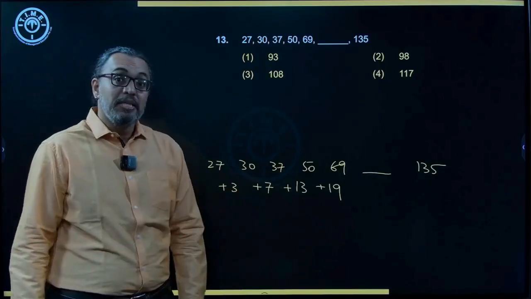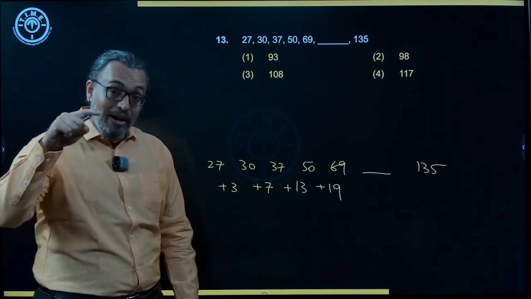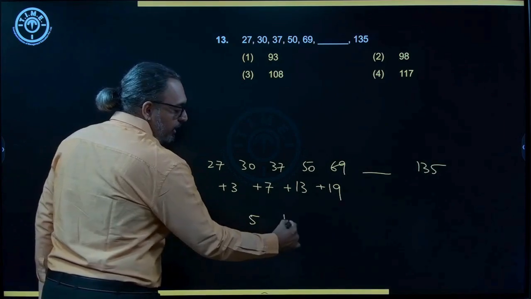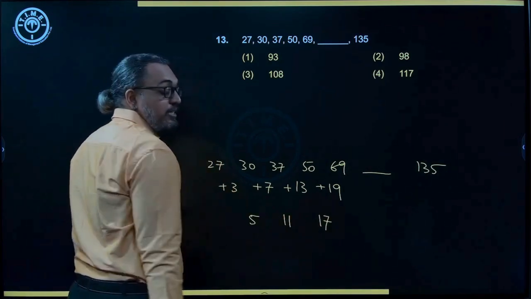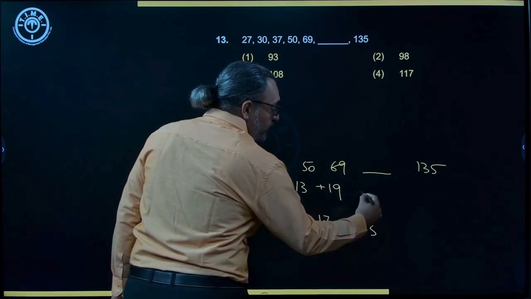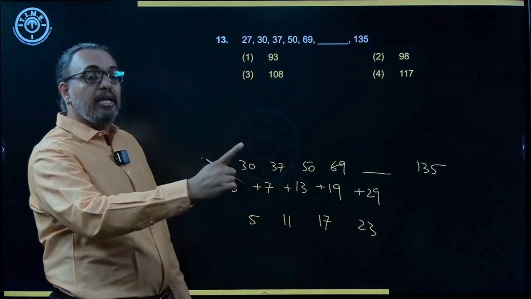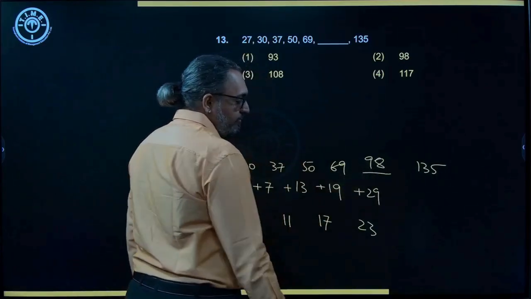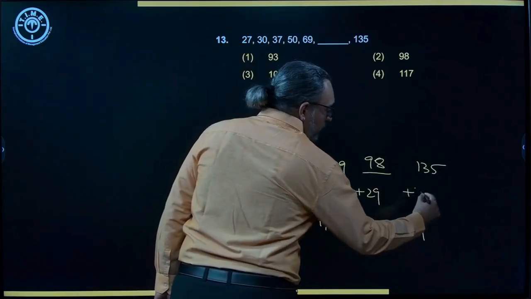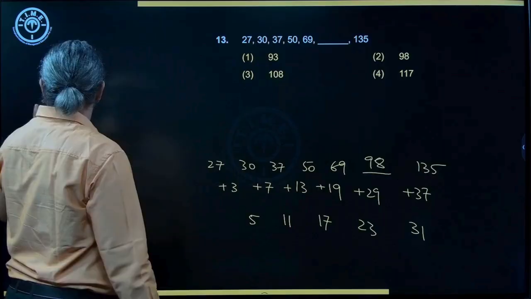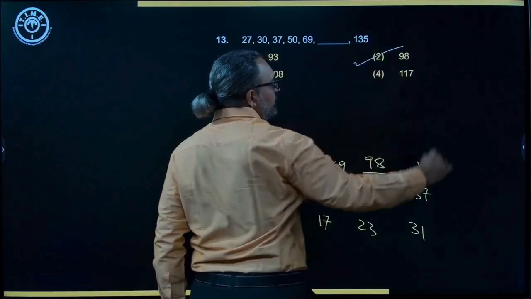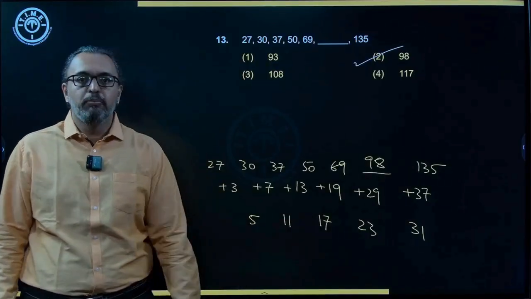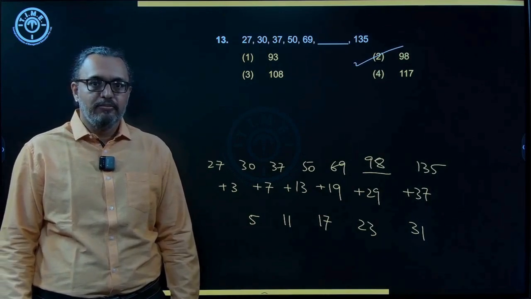So they all are odd numbers, but more importantly, they are prime numbers, and also they are alternate prime numbers, because see, 5 is missed, then 7 is given, 11 is missed, 13 is given, 17 is missed, 19 is given. So the next 23 you should miss, 29 should be given. So 69 plus 29. Correct? So it is going to be 98. So you miss 31 and you write 37, and that is where you are getting 135. So 98 is what we select as the answer. Okay. So alternate prime numbers is the logic as the difference.